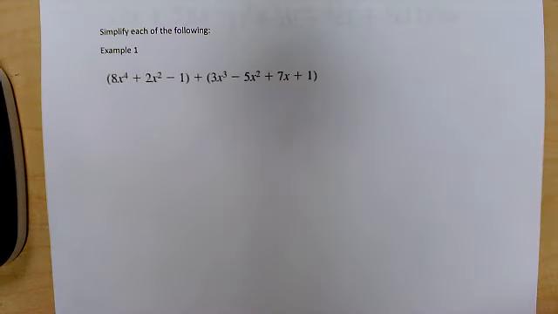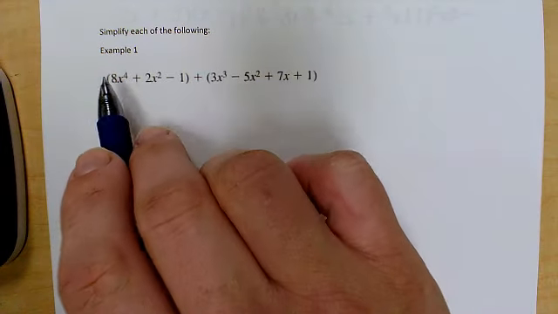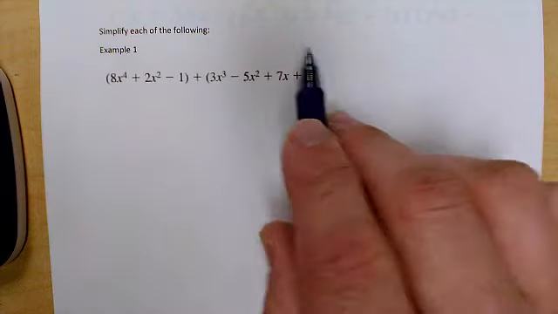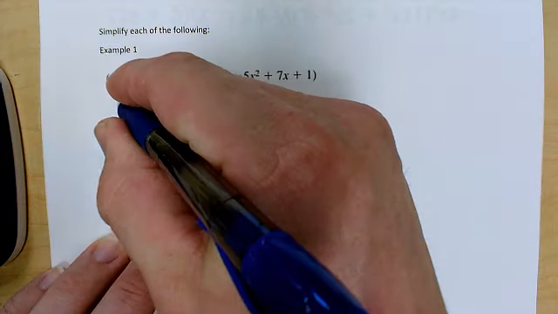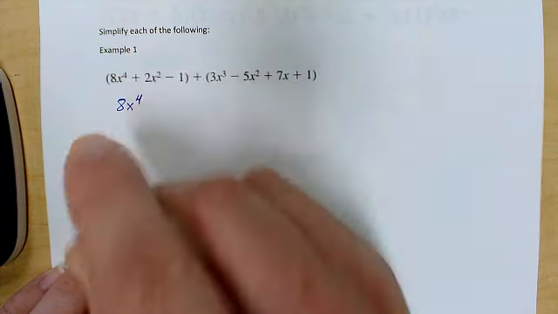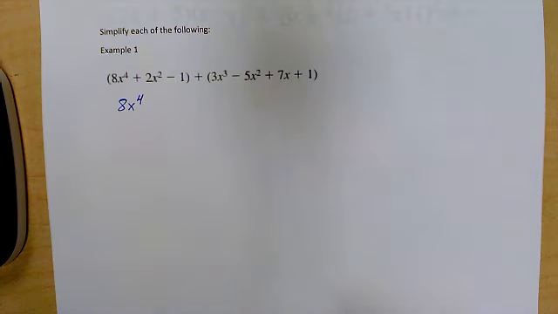Alright, in this video I'm going to be going over simplifying polynomials. First up is addition and subtraction on these first two examples. When you are adding or subtracting polynomials, you're only going to combine the like terms. So 8x to the fourth actually has nothing to combine with over here, so 8x to the fourth will stay as such.